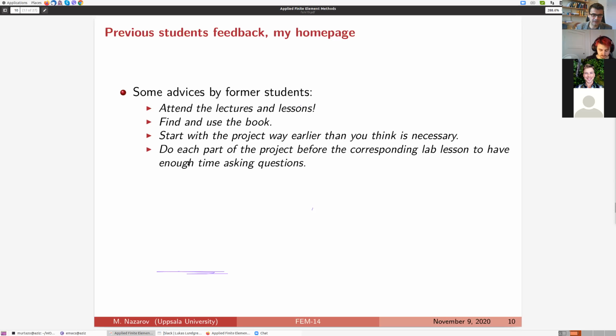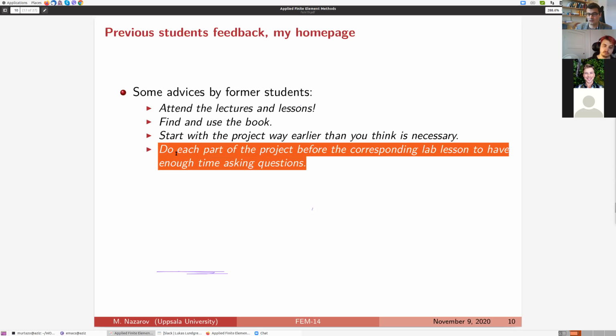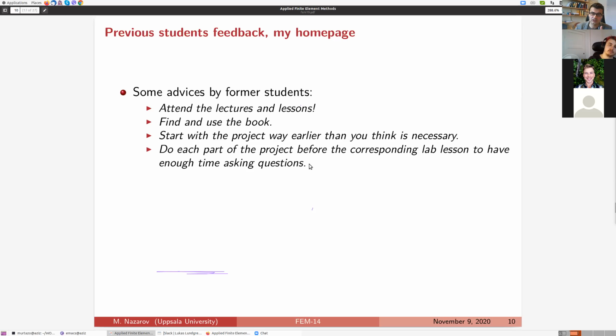All right. So there is another advice. It says: do each part of the project before the corresponding lab session. This is exactly what I said now, to have enough time to ask questions. So you shouldn't wait until the lab sessions. You start working on the project, you will face some questions. This way, it will be much more useful to use these lab sessions to ask questions.